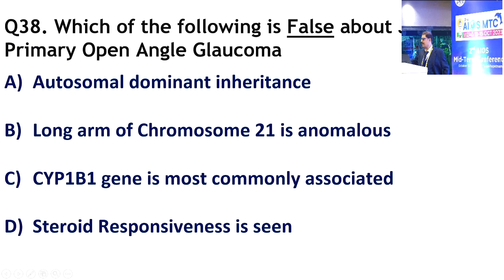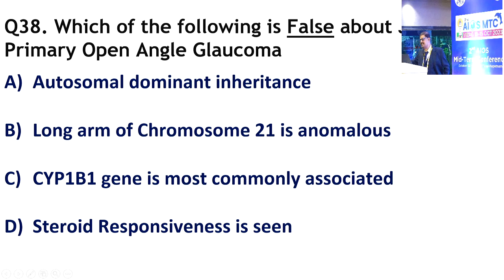Question number 38. We are coming to the last 3 questions. Which of the following is false about juvenile primary open angle glaucoma? False about juvenile primary open angle glaucoma. So which is not seen, which is okay.